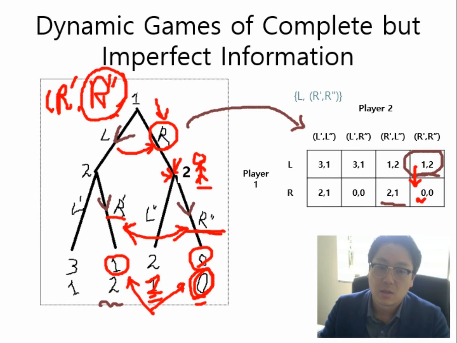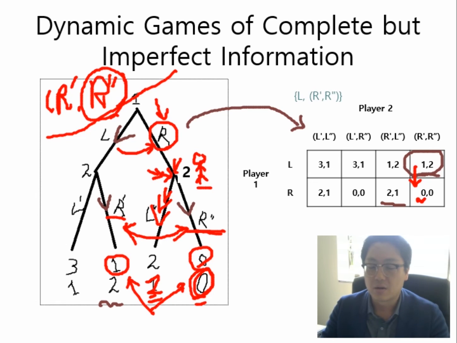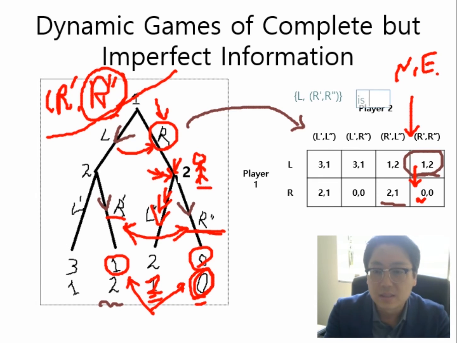That's worse. So it's reasonable to say that even though the second player has a plan of playing R prime and R double prime before the game is started, if this node is reached, then she will play L. It's more reasonable for the second player because 1 is greater than 0, right? In some sense, this Nash equilibrium is not credible. It's not credible.